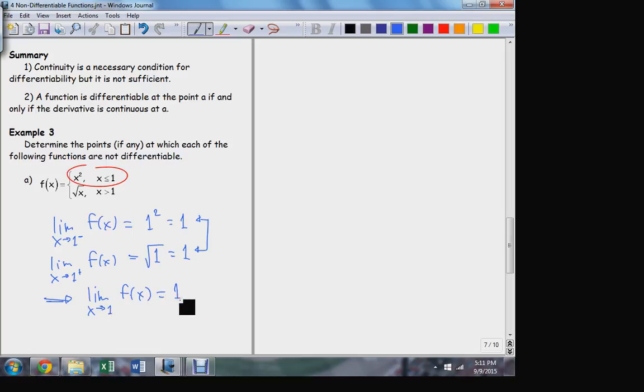The limit does exist. Is that enough to determine that the function is continuous? No. What else do I need to know? I need to know the function value at 1. So I still need that. What is f of 1 equal to? Which branch am I on when I'm at 1? Squared. Yeah, so there. This function is continuous at the point 1 because the left and right limits are the same and they're equal to the function value.